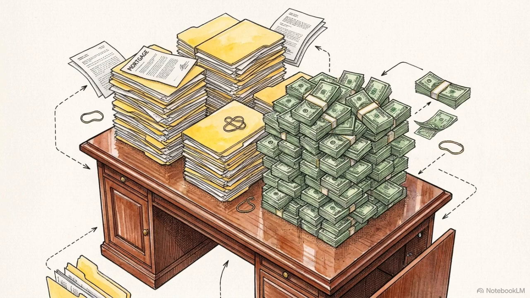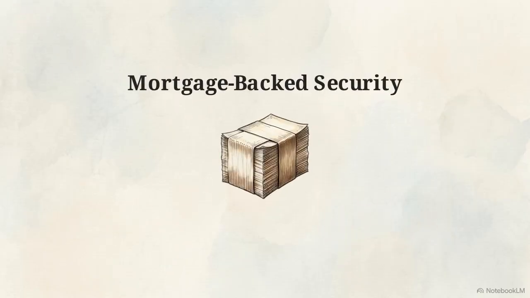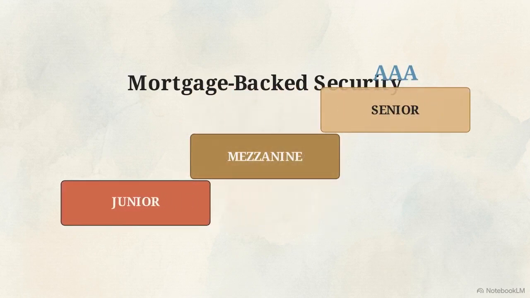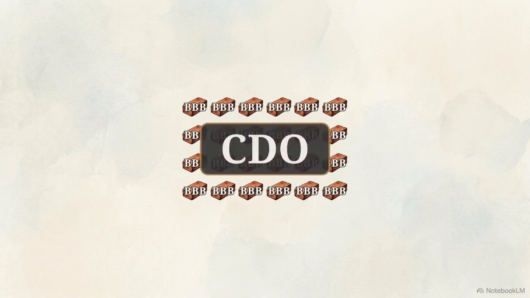The top slices were given AAA ratings, while the riskier, lower slices were rated BBB. But investors didn't want to buy the risky BBB tranches, so banks repackaged these leftover BBB slices into a collateralized debt obligation. By resecuritizing these tranches, they concentrated highly correlated risk. If one housing market failed, they all failed. The math actively compounded the danger.